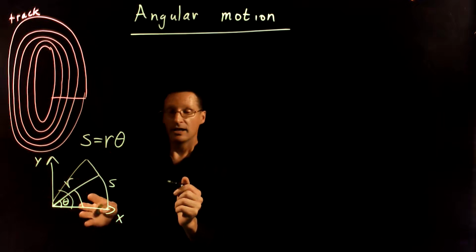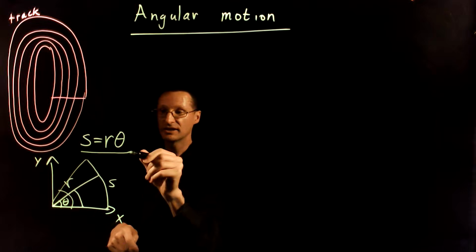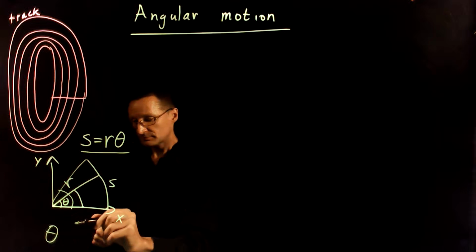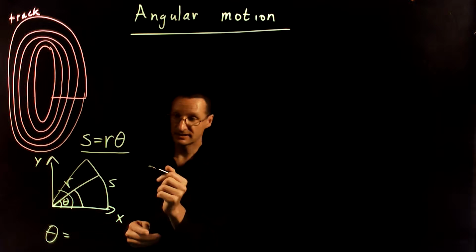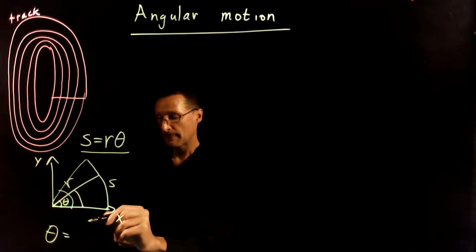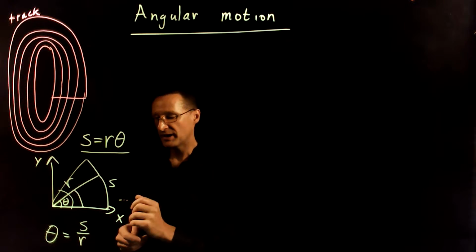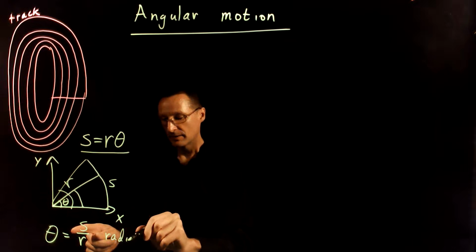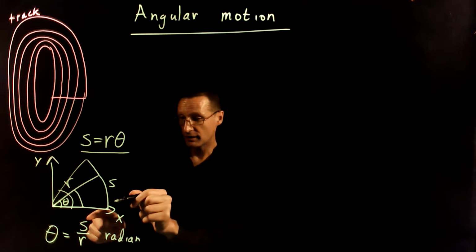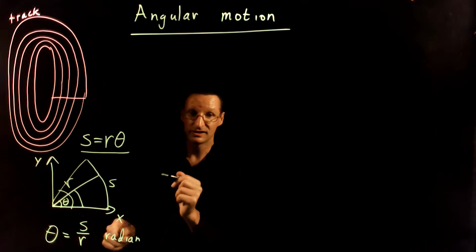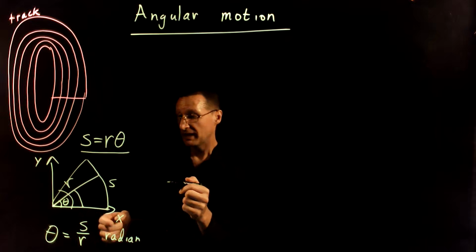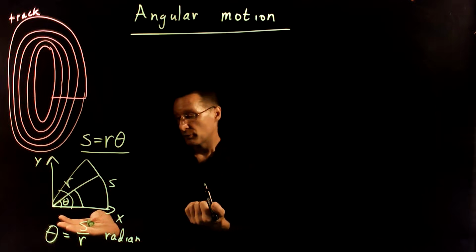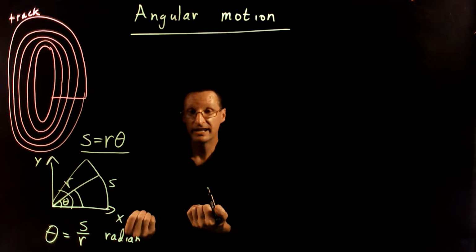It also defines what a radian is. To use this equation, you have to have theta in what are called radians. If I just rearrange this equation and divide both sides by r, that will give me theta is equal to s over r. So a radian is just the ratio of the arc length that you move to the radius of the circle that you're traveling part of. It's just a ratio. So really, radians are not a unit on their own. They're just a ratio of arc length to radius.